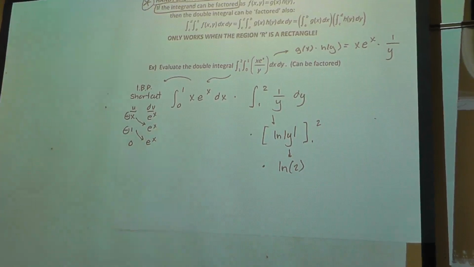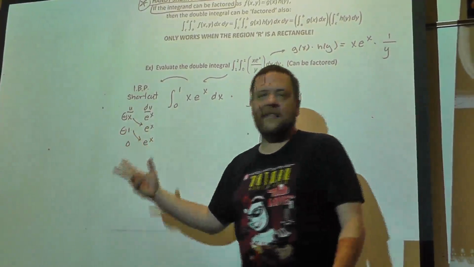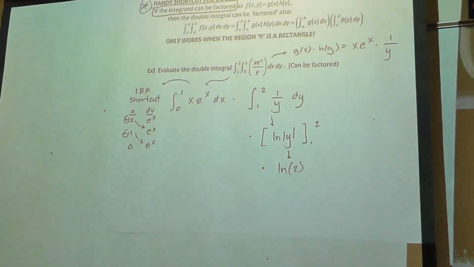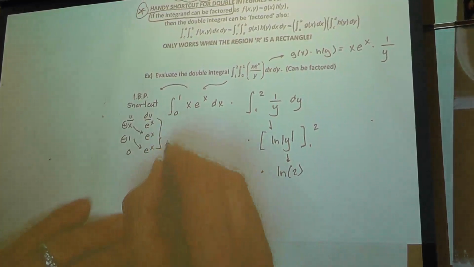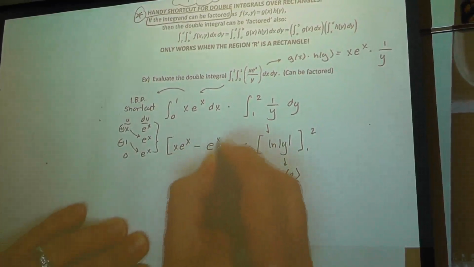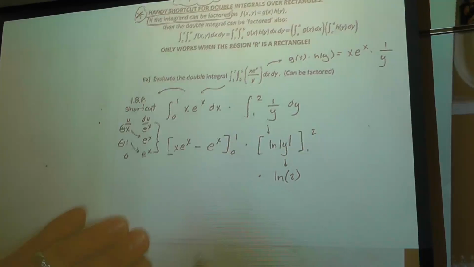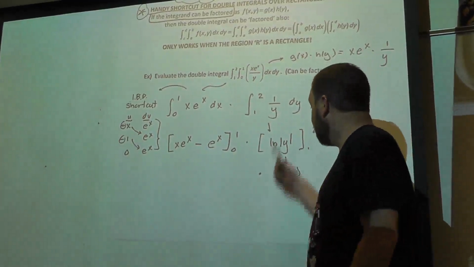And then boom, there you go. Your antiderivative should be x e to the x minus e to the x. And then plug in your limits, 0 to 1. Ta-da! Oh, we evaluated that one already.